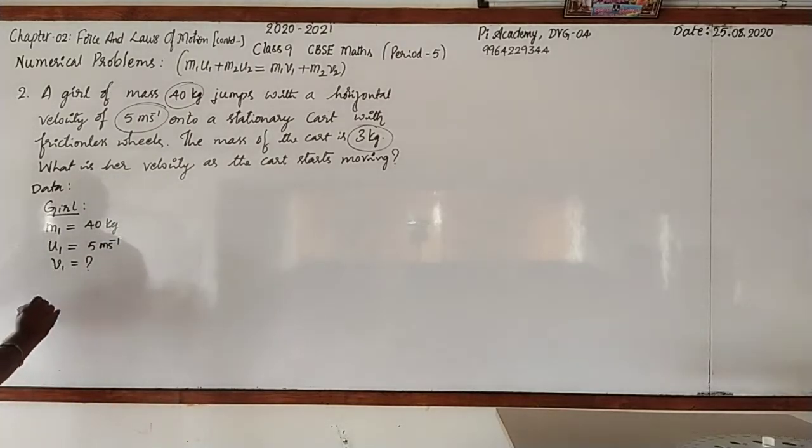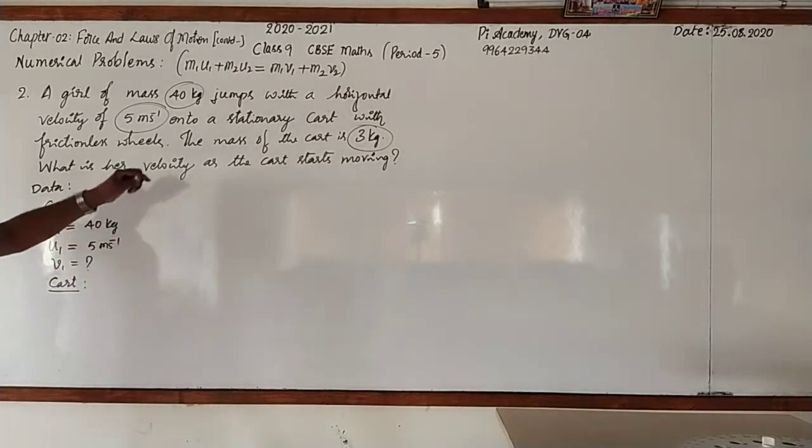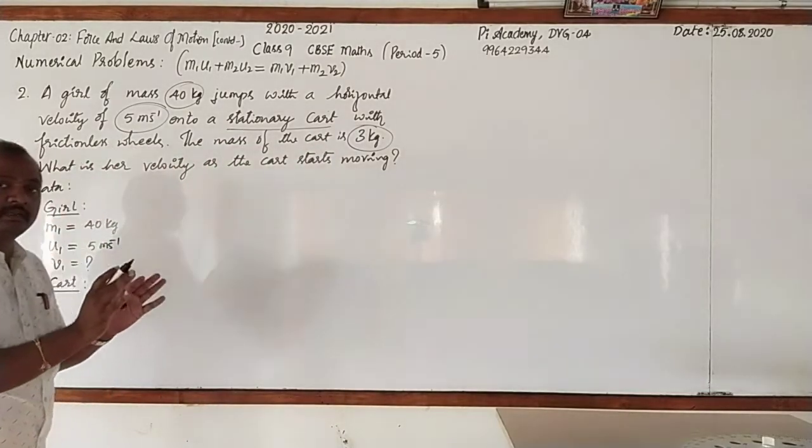Clear? Then the next object is the cart. The stationary cart, that means the cart is at rest.